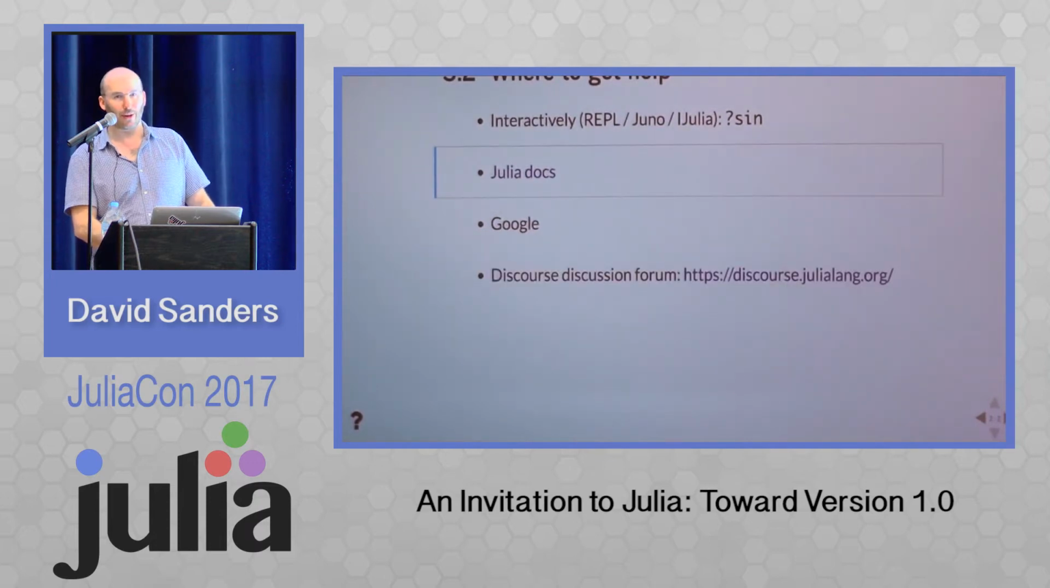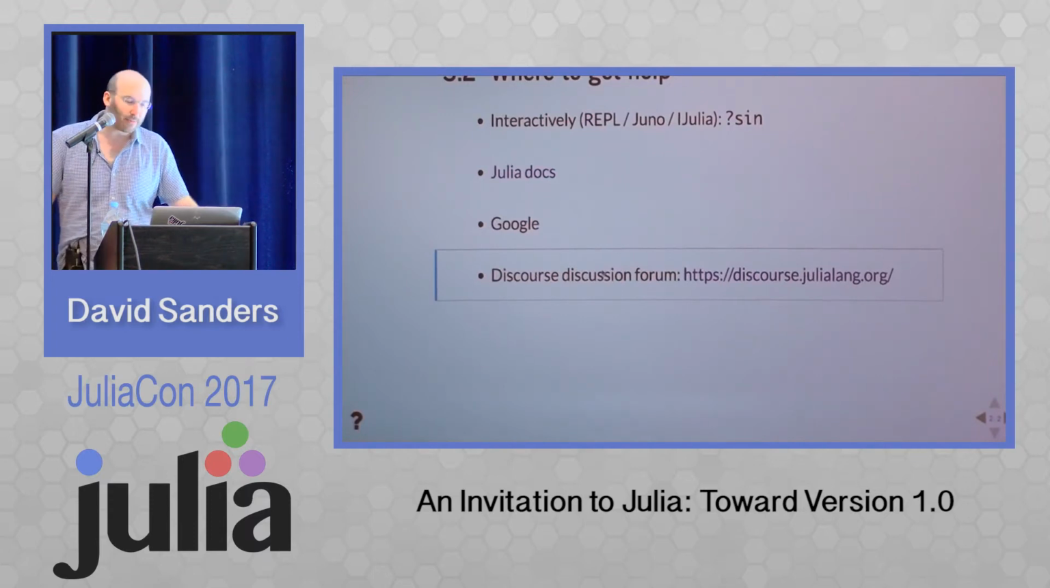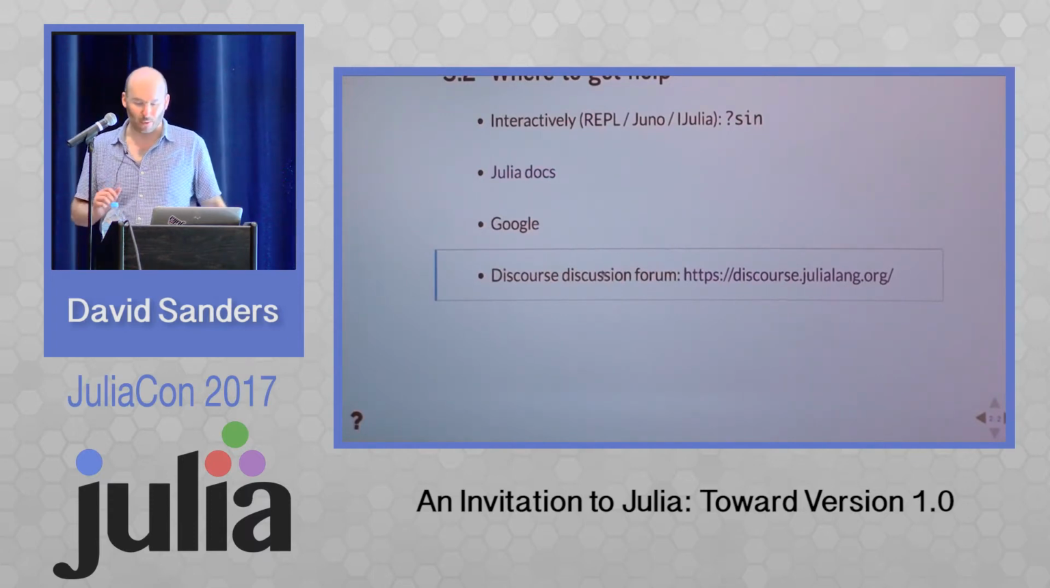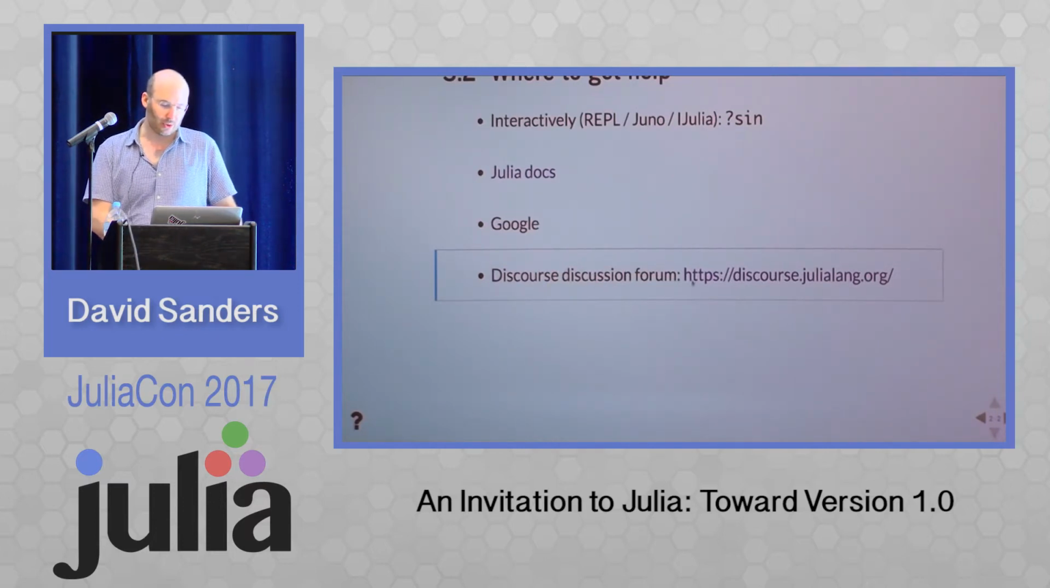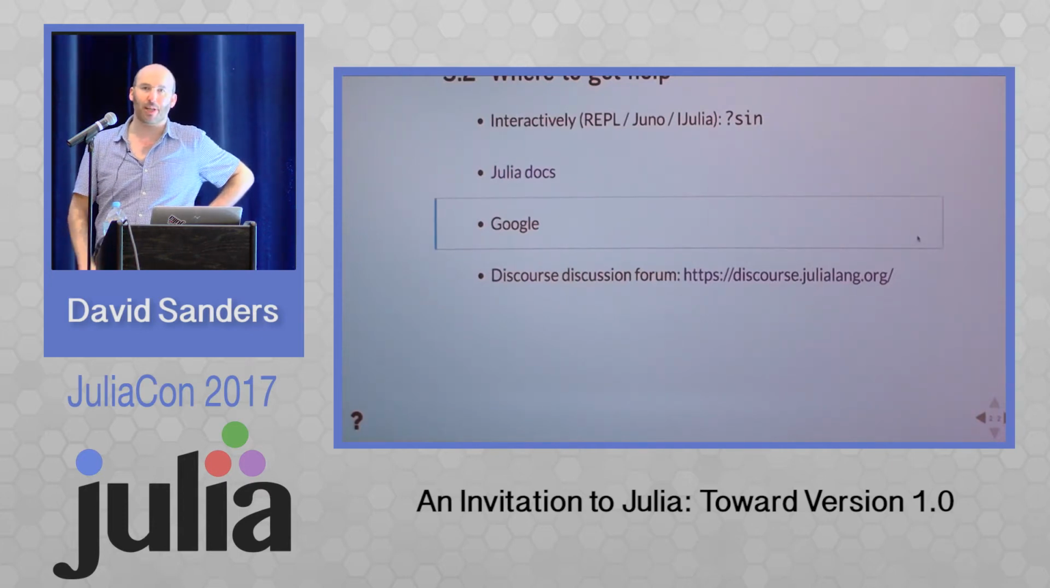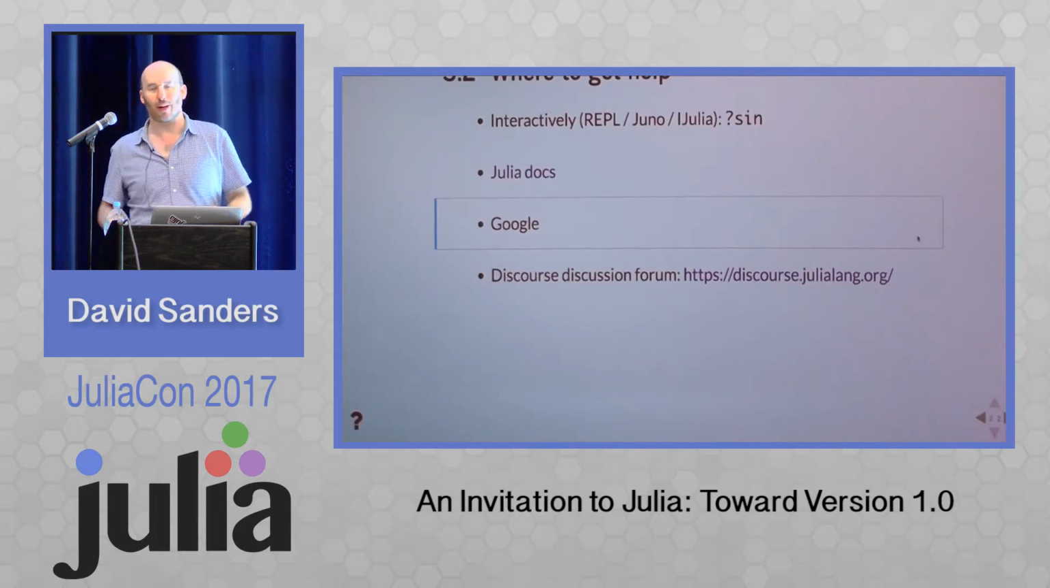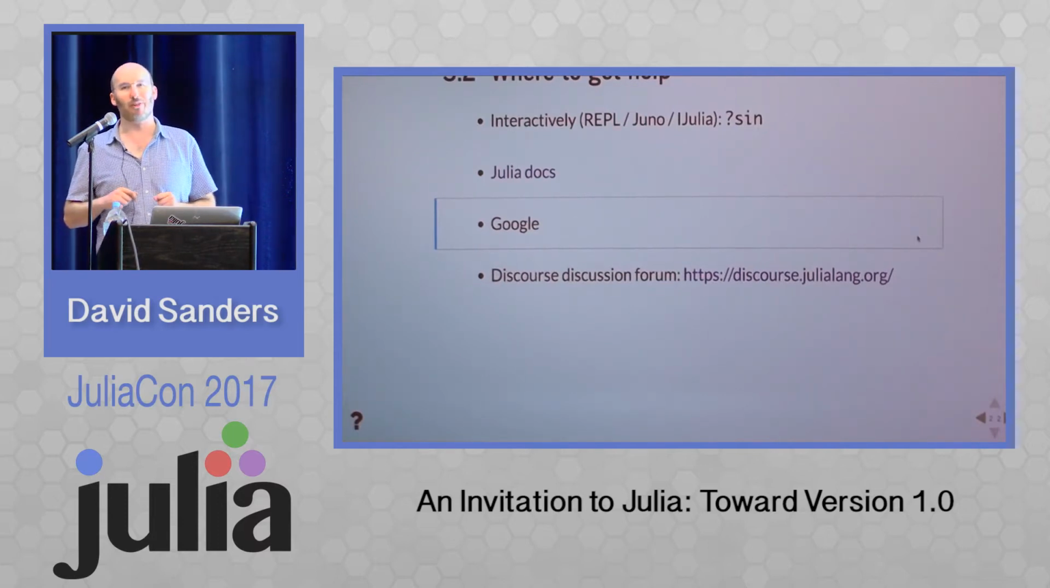And then, if none of those work out, the main online help support network forum is Discourse. That's the name of the software that runs the site. The discussion forum is at discourse.julialang.org. And the community is very friendly, and people will be very happy to help you, as long as it's clear that you've already tried and failed on your own first.